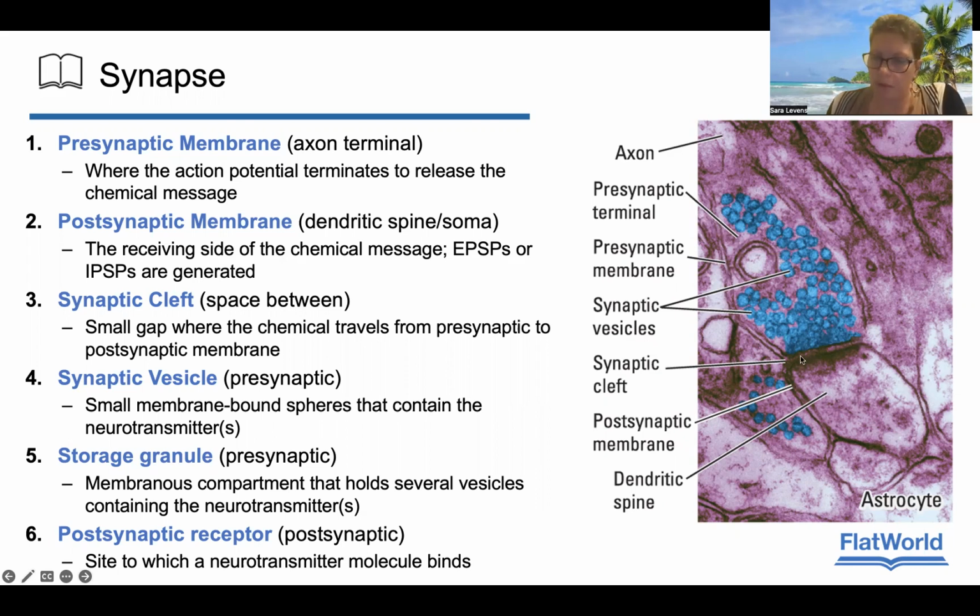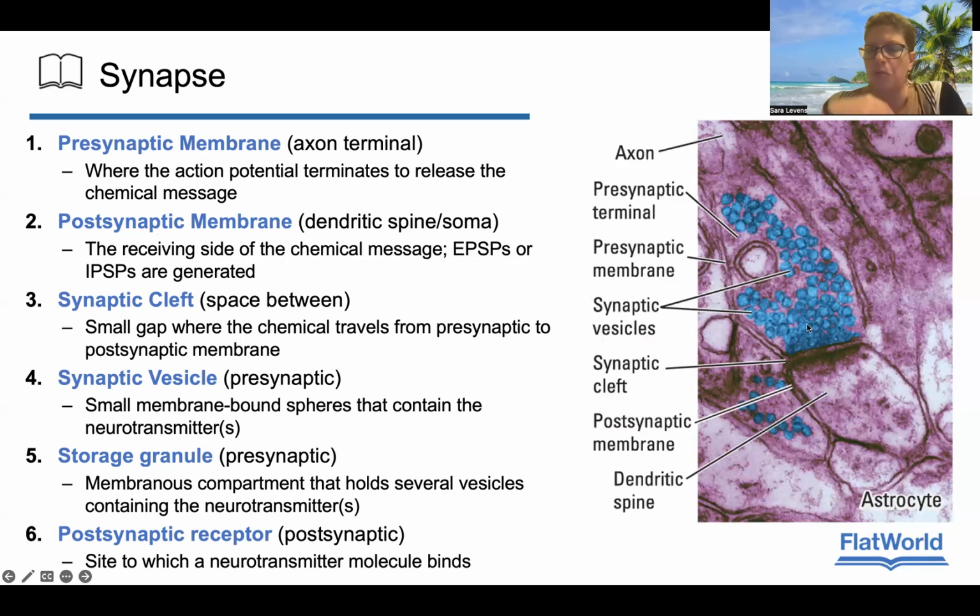This space in between, this darker area, is the synaptic cleft. It is a small gap where the chemicals transfer from this side to this side. And the postsynaptic membrane up here is the receiving side of the chemical messengers, where EPSPs or IPSPs are being generated.